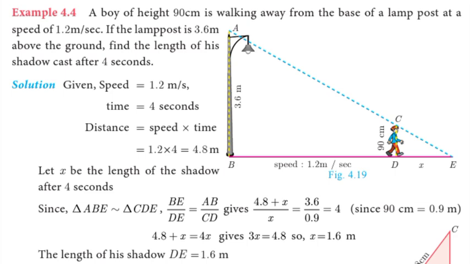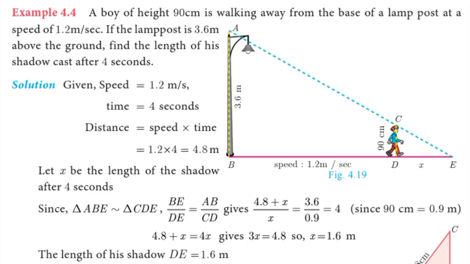Given, see the diagram. AB, 3.6, is the height of the lamppost, CD is the height of the boy, E is the point. Given speed equal to 1.2 meter per second, time equal to 4 seconds. Find the distance. Therefore distance equal to speed into time, 1.2 into 4, that equal to 4.8 meter. That is the BD value. BD distance is 4.8 meter.